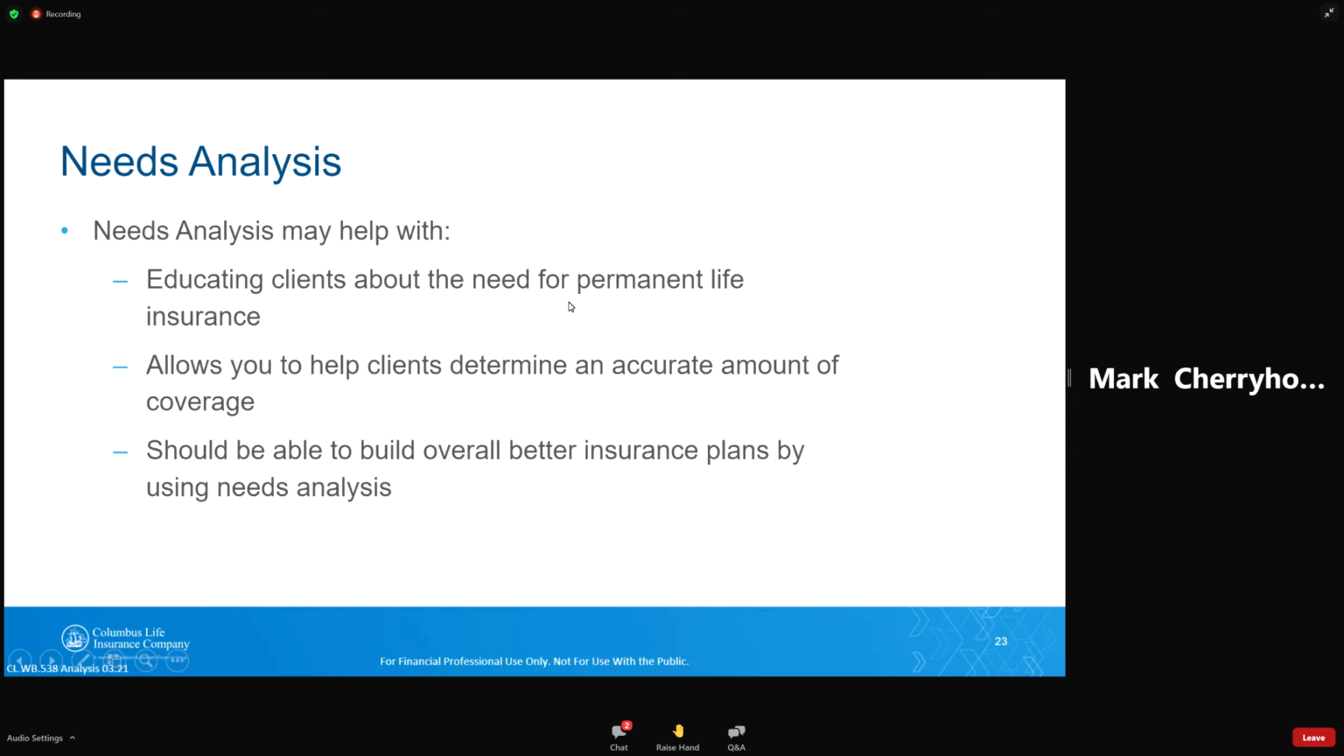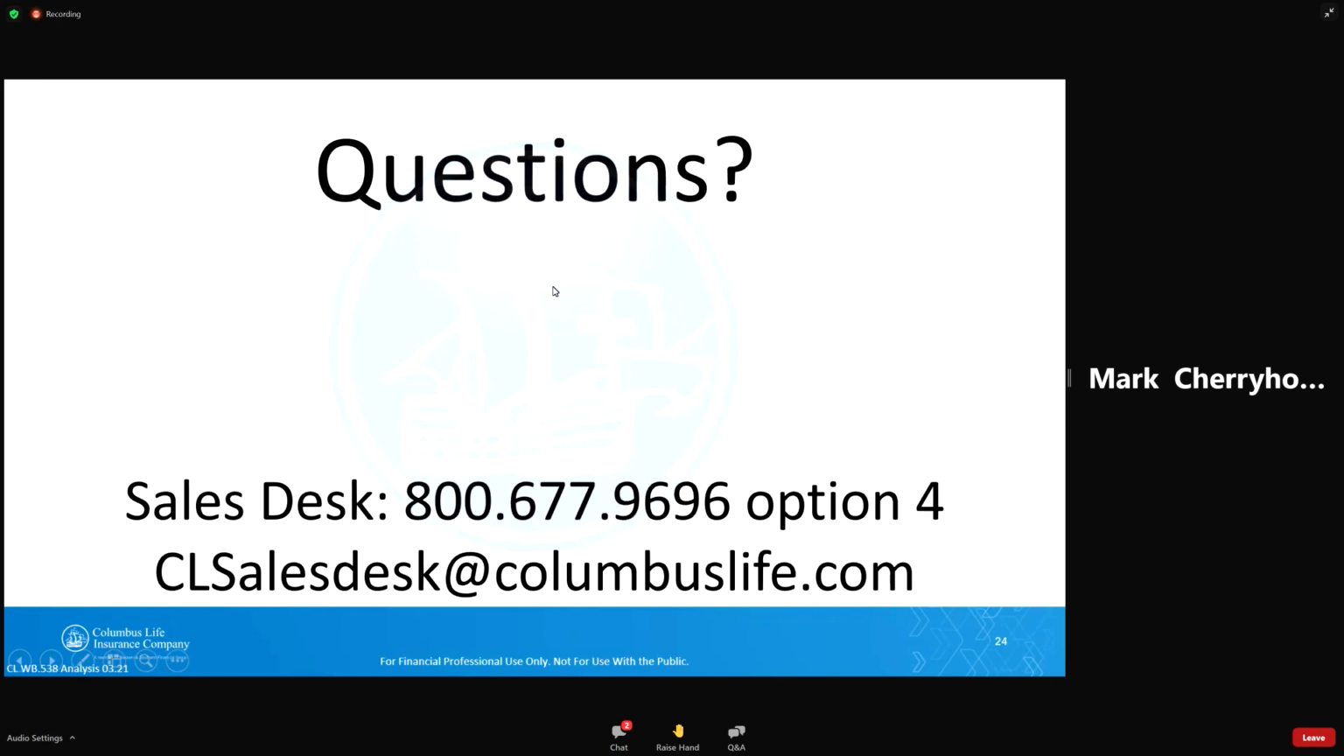And in the end, it provides a much more comprehensive approach to life insurance planning. And that's what the needs analysis is all about. So that's it in a nutshell.